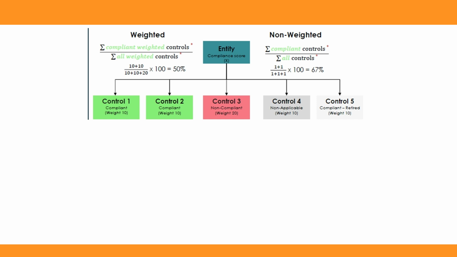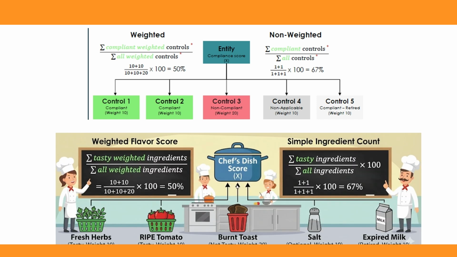Now, to understand this logic in a very funny way, let me cook something as a chef. Try to understand this logic. It's about a scenario where the chef's dish score will be calculated. Imagine a chef is being graded on a dish. The ingredients represent the controls. Some ingredients made it into the pot, which is applicable, and some stayed on the shelf, which are non-applicable, or retired maybe.